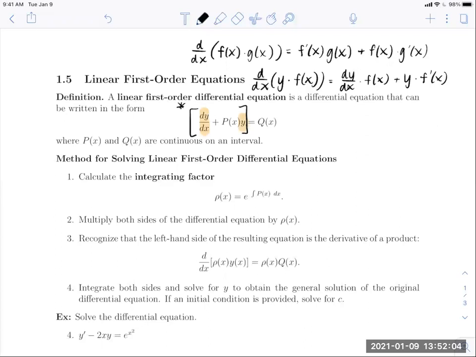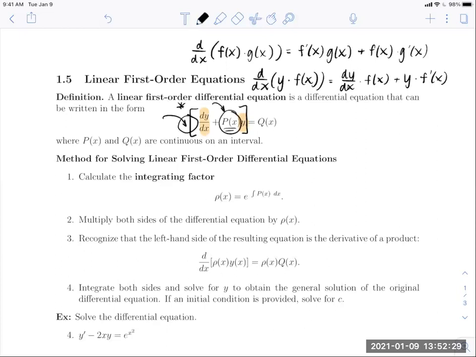What we need is for this p of x and whatever else is out in front to be related by way of a derivative. So whatever this thing is right here, we want its derivative to be that same thing times p of x popping out in front. And so we're going to use the exponential to get there.